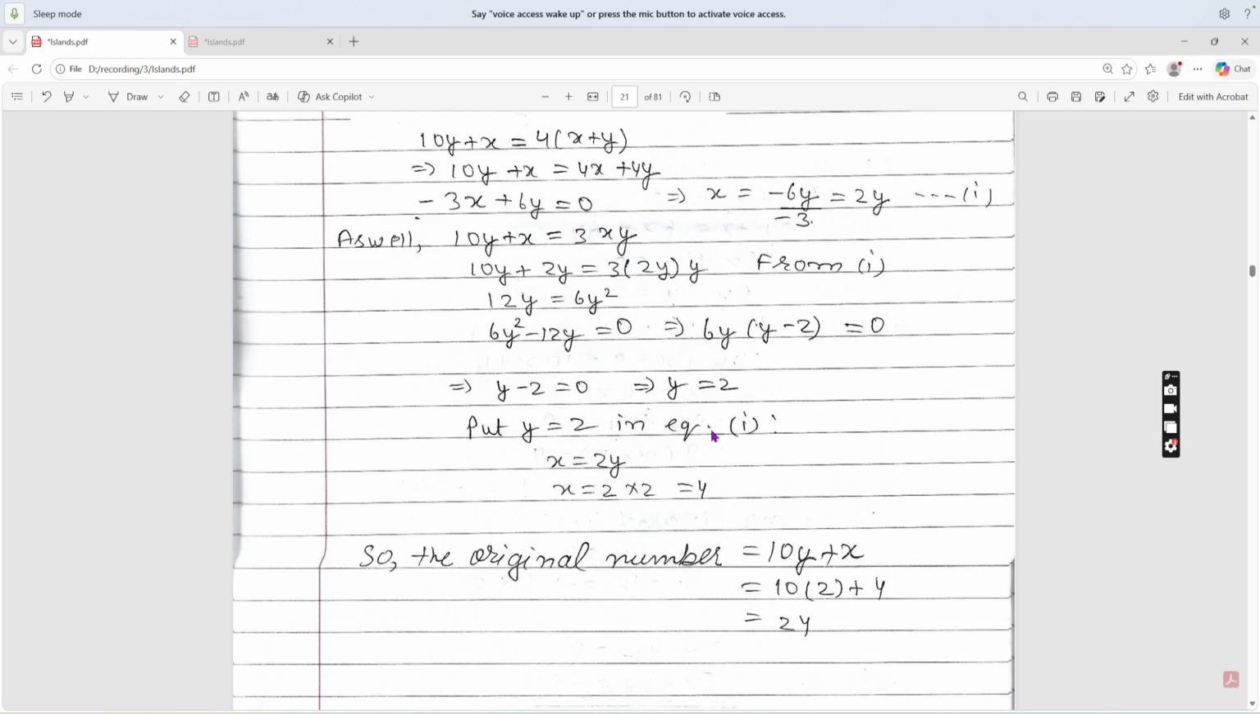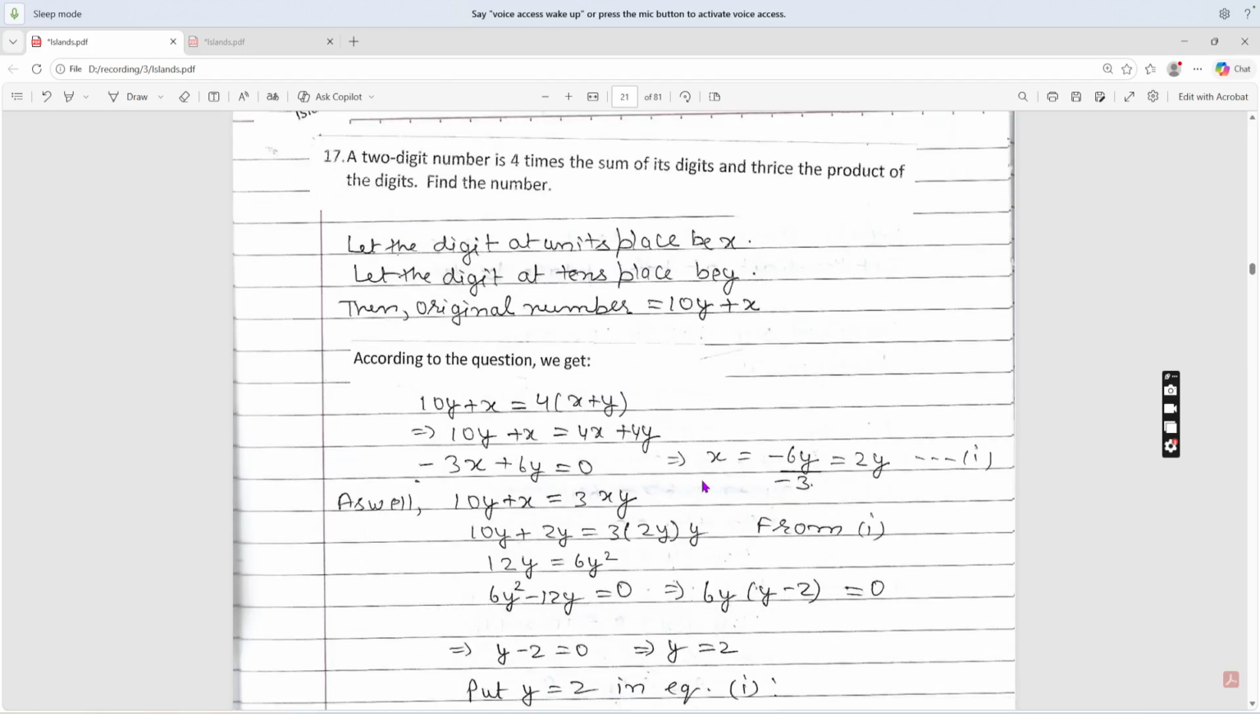Now put y is equal to 2 in equation 1. What is the first equation? We know the first equation is x is equal to 2y. So here y is replaced by 2, so 2 into 2 is 4. So x is equal to 4. So the original number is 24. How? Because the original number is 10y plus x, where y is equal to 2 and x is equal to 4. So it is 20 plus 4, that is 24.